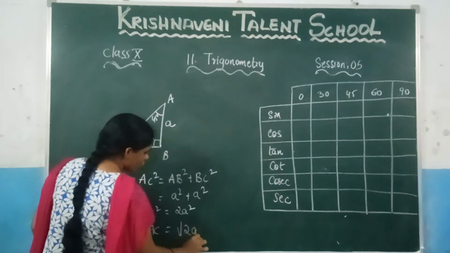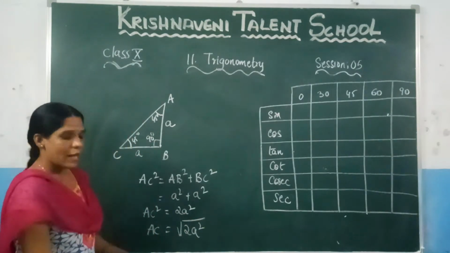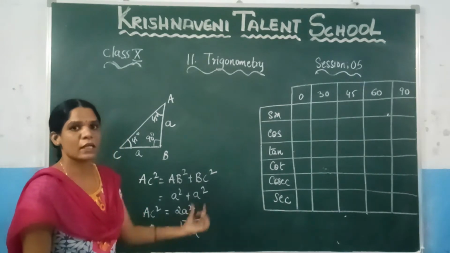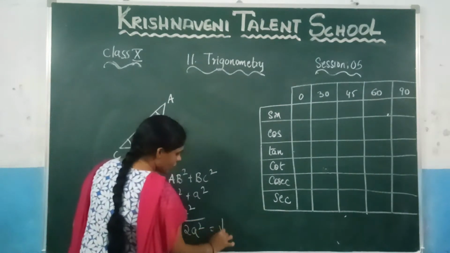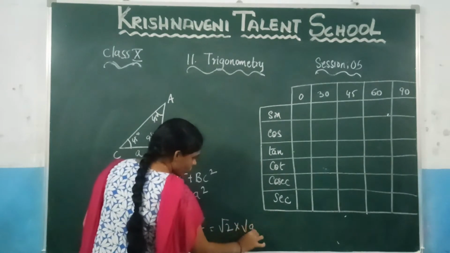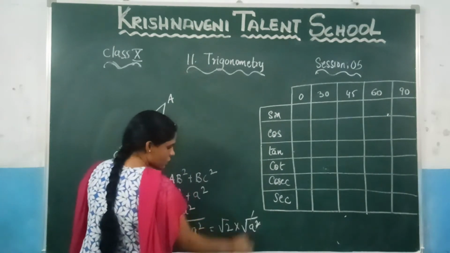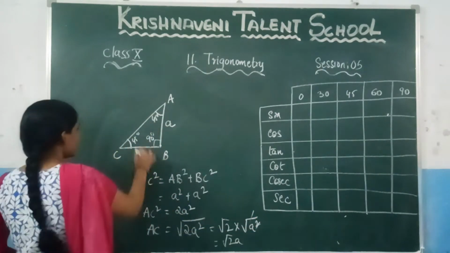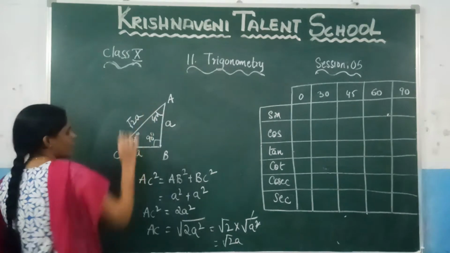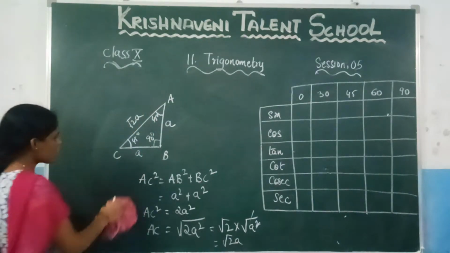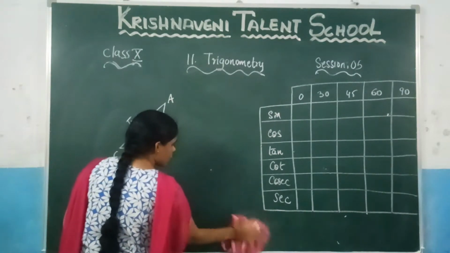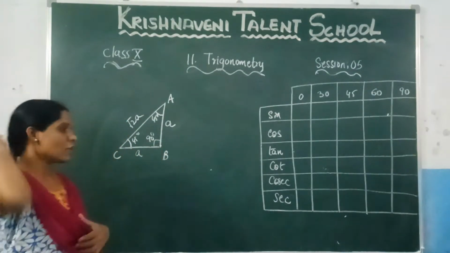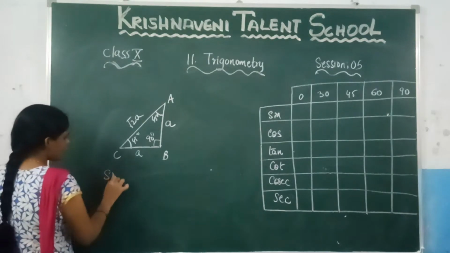We will get root 2a square, and it is in the form of root a into b, so you can write it as root a into root b. So this one you will get root 2 into root a square, right? This one will get cancelled and you will be left with root 2a. So what is the other side? Which is nothing but root 2a, right? Now based on this triangle we will find the values for 45 degrees. Now let us find the value of sin 45.